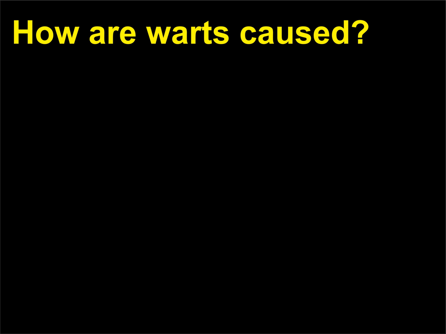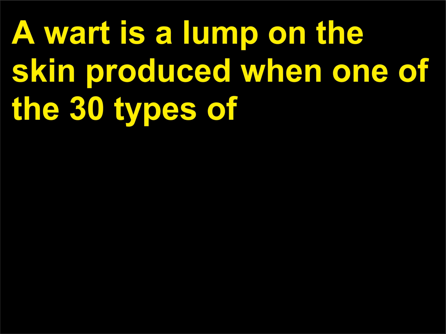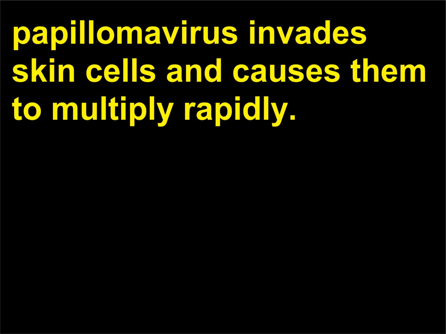How are warts caused? A wart is a lump on the skin produced when one of the 30 types of Papillomavirus invades skin cells and causes them to multiply rapidly.